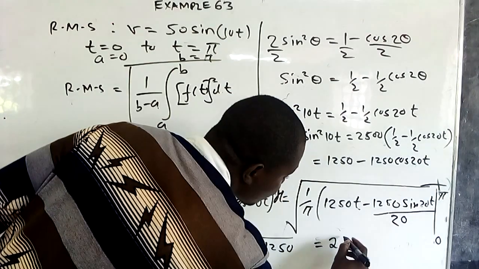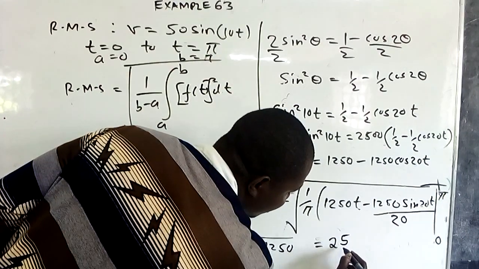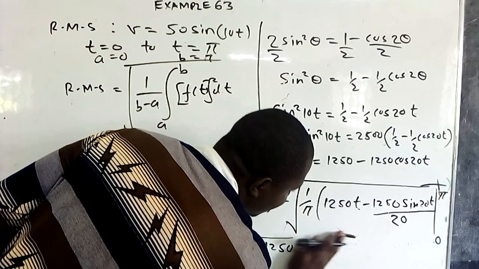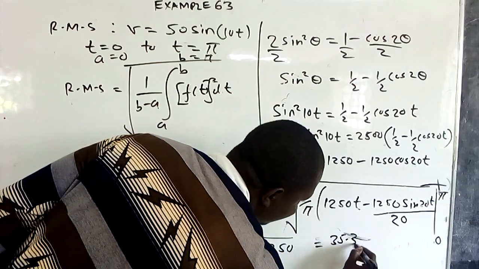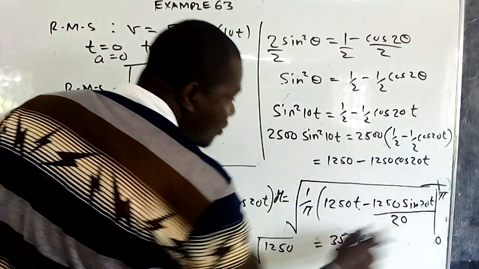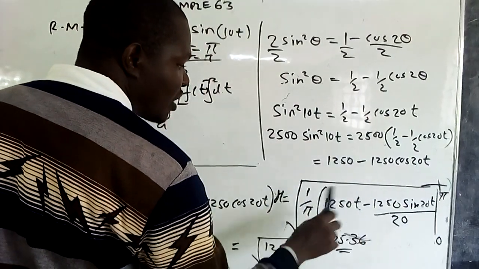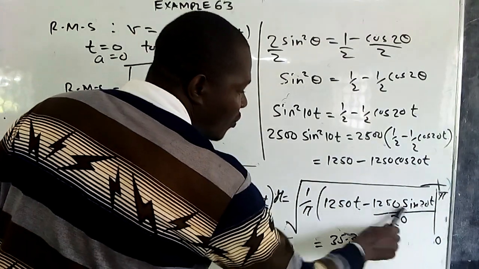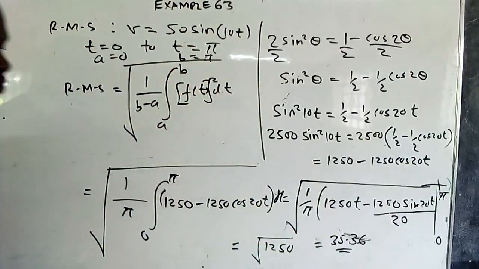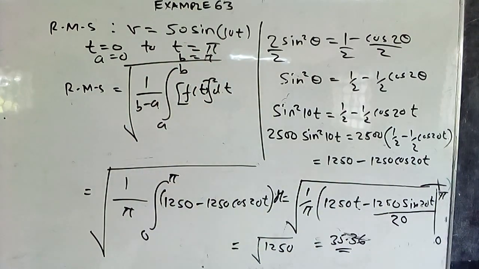25. You are told into two decimal places. 35.36. Have you seen the way I've substituted that pi? Here goes to zero, pi comes here, comes with this, you remain with this. When you put zero, the whole of it is zero. So you remain with square root of 1250. You get 35.36 in two decimal places.